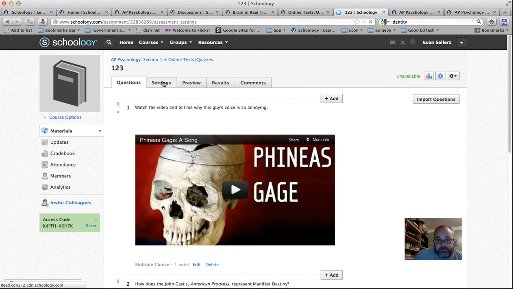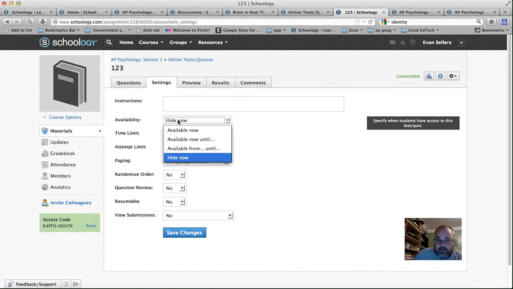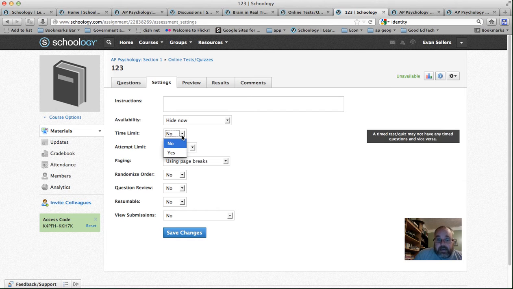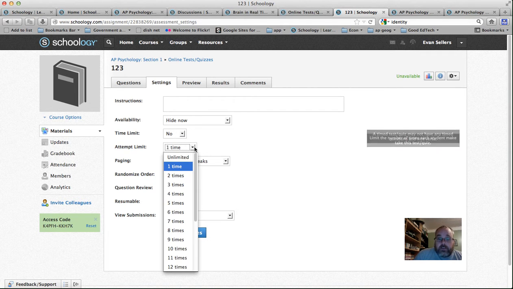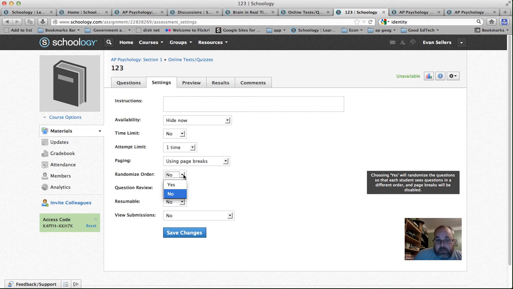With the settings, you can hide it until you're ready to show it to your kids. You can have it available until a certain time period or available from and until a certain time period. You can give them a time limit. You can have multiple attempts. You can make it one question per page or use page breaks. One of the best things about it is you can randomize the order of the questions and scramble the answers.